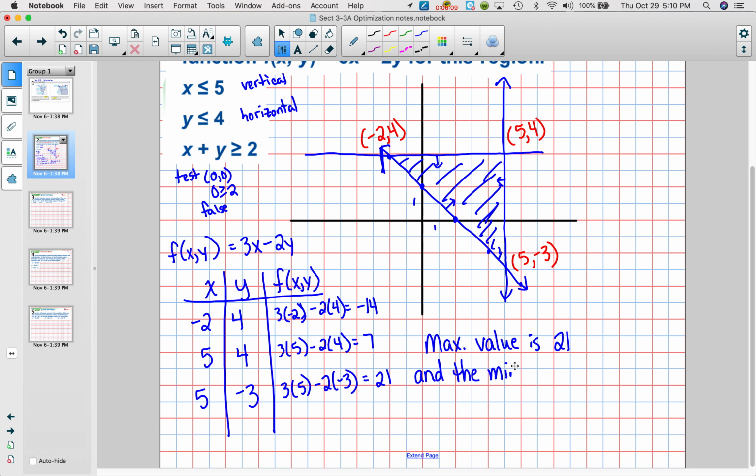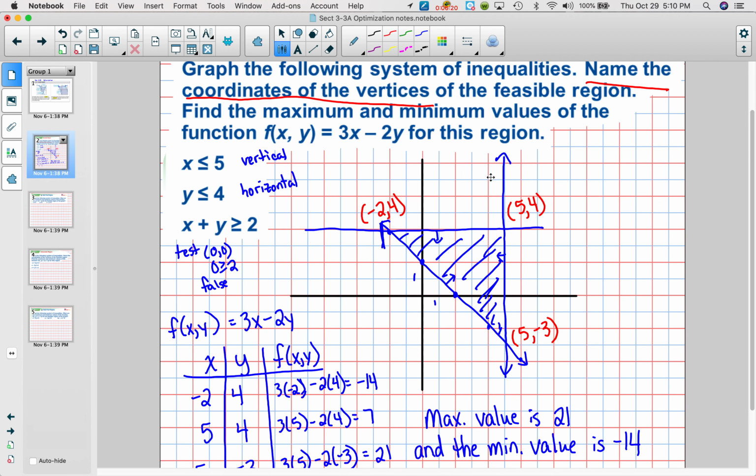And the minimum value is negative 14, because that would be the lowest. You're just literally looking for the largest value and the smallest value of the function that they give you. So we're guaranteed that any of these other points, like if I were to plug in another point that's in the feasible region, it will not be a max or a min, because the maxes and mins always occur at the vertices of the feasible region. So those are the only points that we have to test.